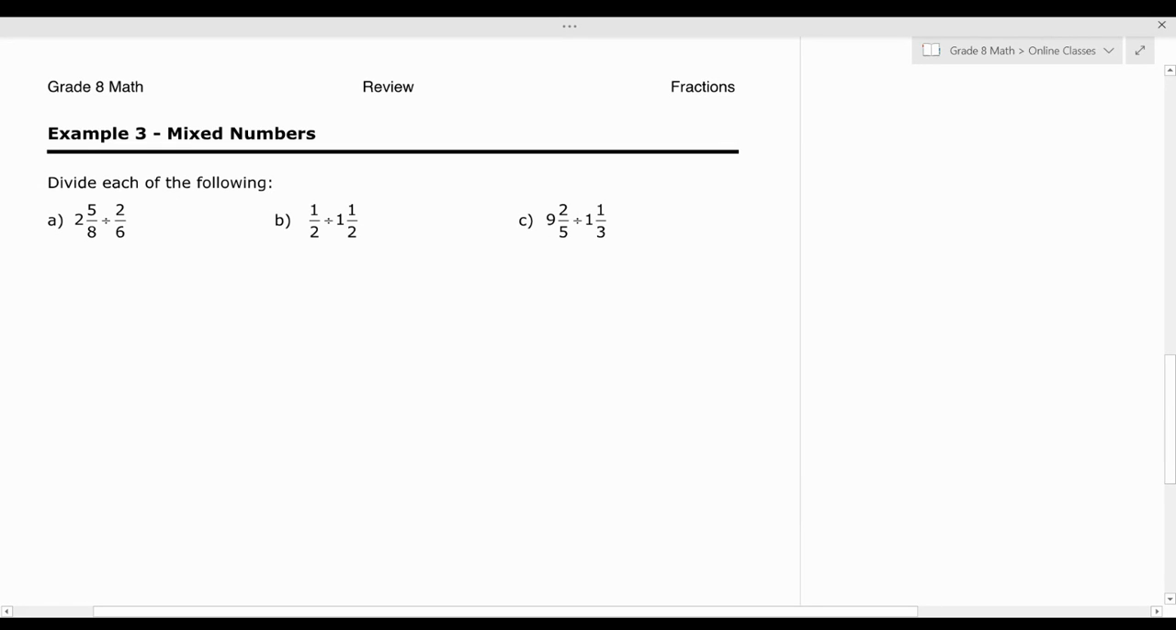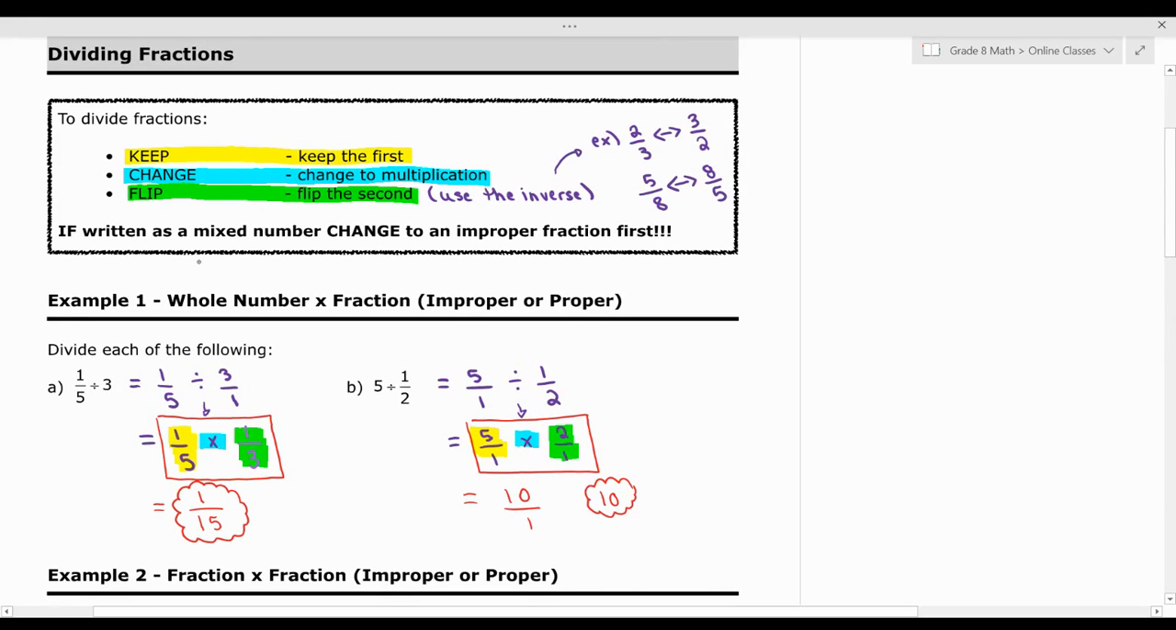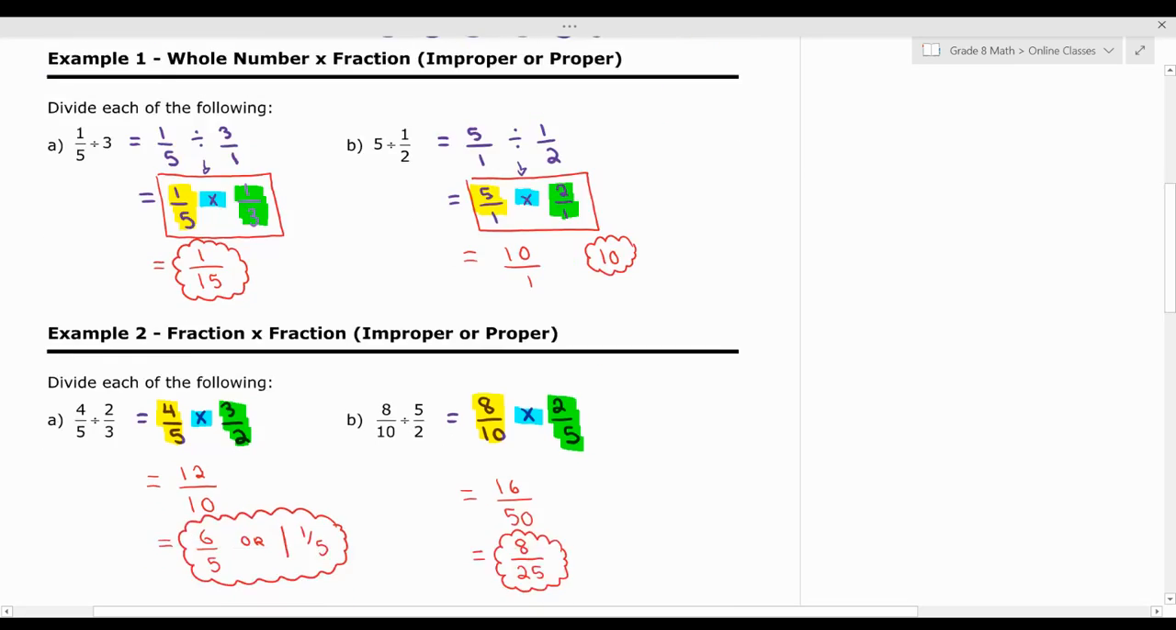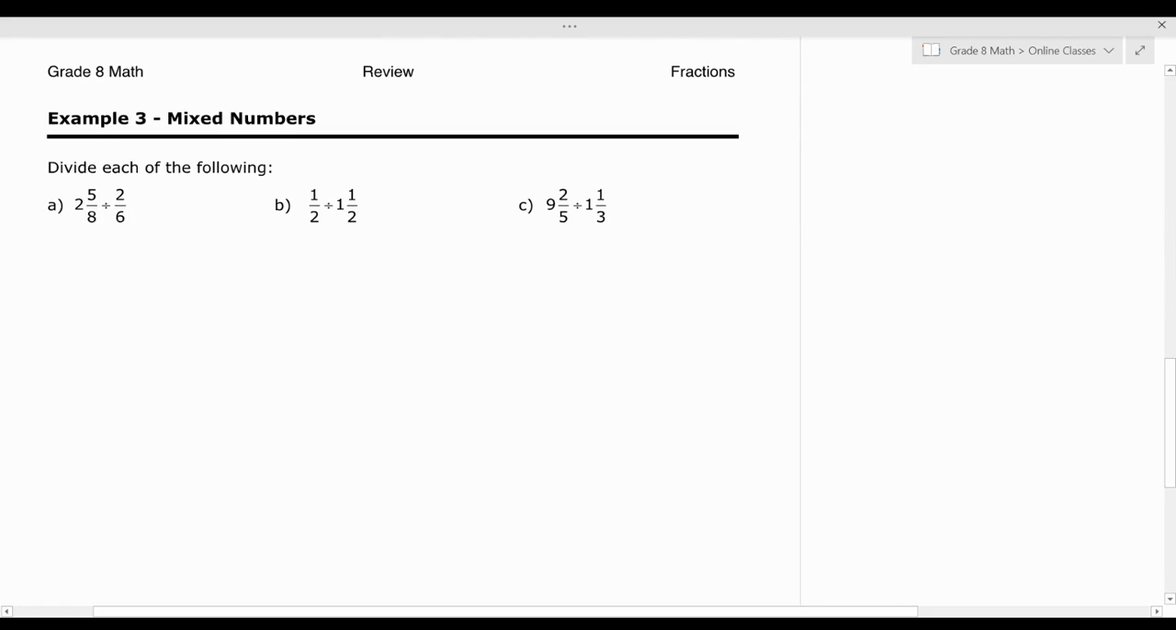Example 3, now we're going to throw in mixed numbers. Not a big deal. You will notice way back up here, I did mention, if it's written as a mixed number, you want to change to improper fraction first. So the same thing we did when we were doing multiplication. All right, so question A, I have 2 5/8 divided by 2/6.